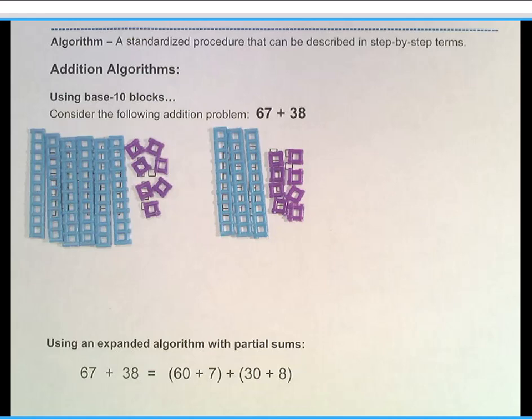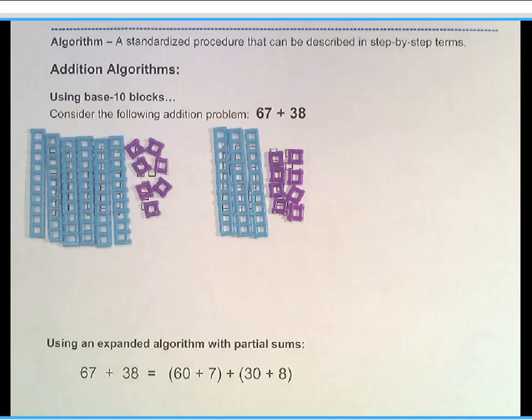Now we're going to look at some addition algorithms. What is an algorithm? It's simply a method or a standardized procedure that uses step-by-step terms to explain a process. That's all an algorithm is. So I'm going to show you on this page 4 different ways that you can add, and it conceptually walks you through how you first teach this and then where you eventually end up.